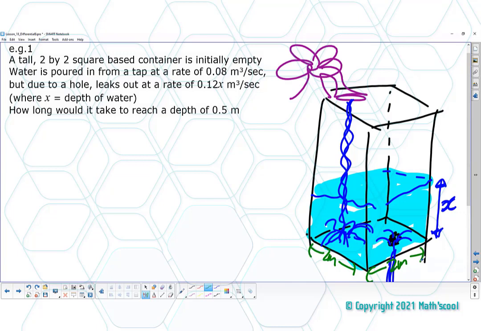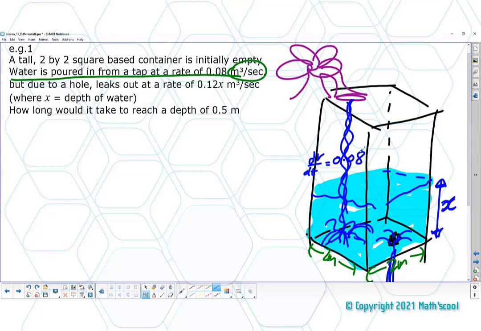And they tell us that water from the tap is poured in at a rate of 0.08 meters cubed per second. Meters cubed is volume, seconds is time. So meters cubed per second must be dV by dt. So this is dV by dt, and that's 0.08.